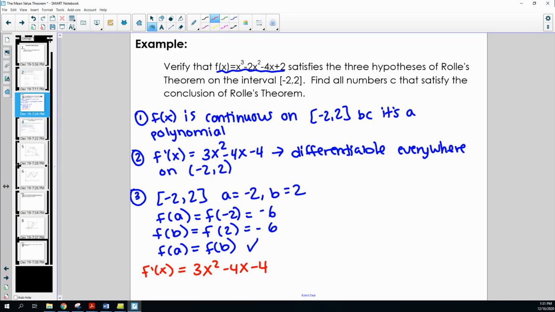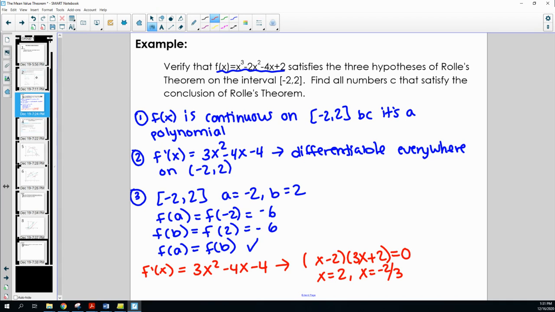What Rolle's theorem is saying is that at some point C, the derivative has to equal 0. So I can factor this, and this is going to give me x minus 2 and 3x plus 2. I'm going to set it equal to 0. So x is equal to 2, and x is equal to negative 2/3.